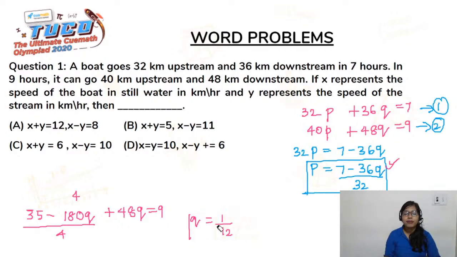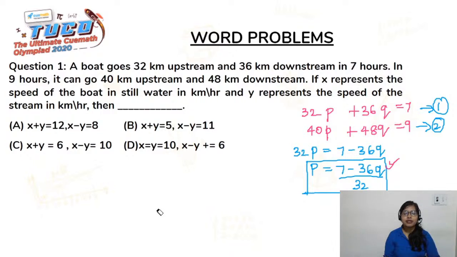Okay. I hope everybody is understanding the steps here. It's a pretty lengthy question, but trust me, it's very easy. You have to just be focused on the calculation. Okay. So we had got the value of q as 1/12. So my p would become 7 minus 36 times of 1/12 over 32.